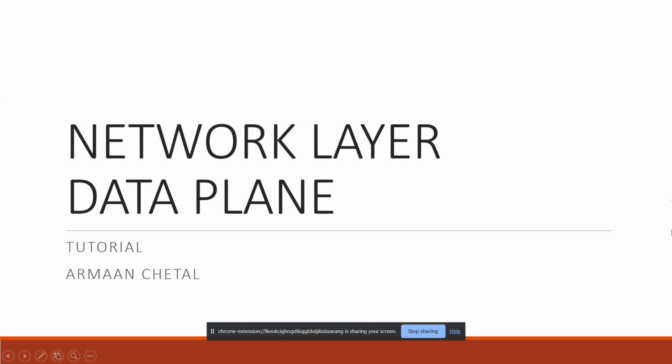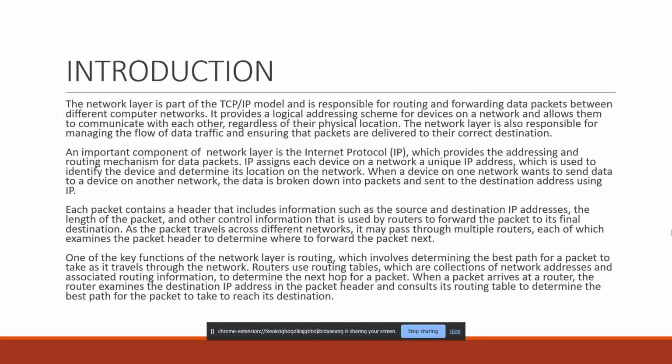This is the tutorial for the network layer data plane. The network layer is part of the TCP/IP model and is responsible for routing and forwarding data packets between different computer networks. It provides a logical addressing scheme for devices on a network and allows them to communicate with each other regardless of the physical location, and is responsible for managing the flow of data traffic and ensuring that the packets are delivered to the correct destination. IP is an important component of the network layer and provides addressing and routing mechanisms for data packets, and it assigns each device on a network a unique IP address, which is used for identifying the device and determining its location on the network.